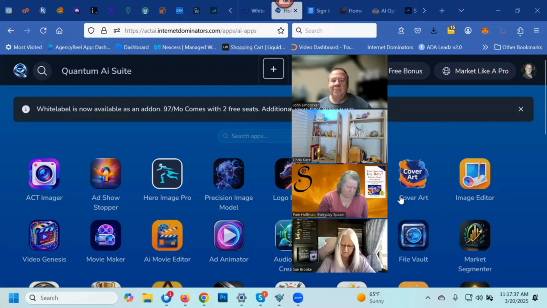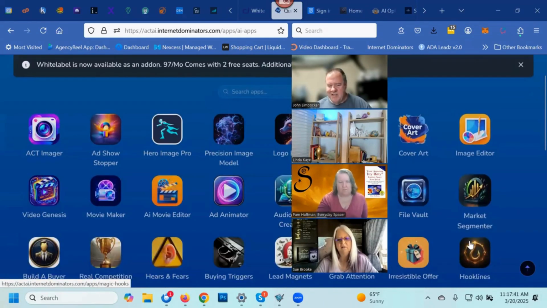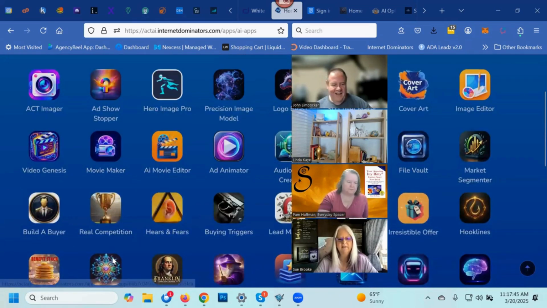Okay. So all those tools starting from market segmenter, all of these are ACT tools. Yeah, that should be in the folder.